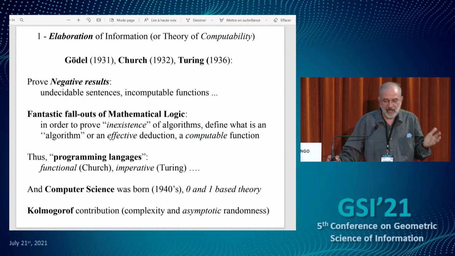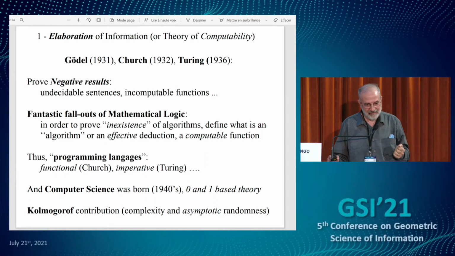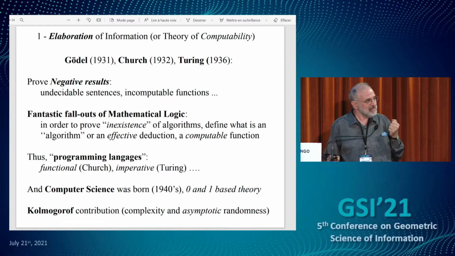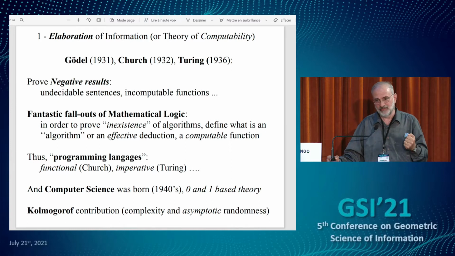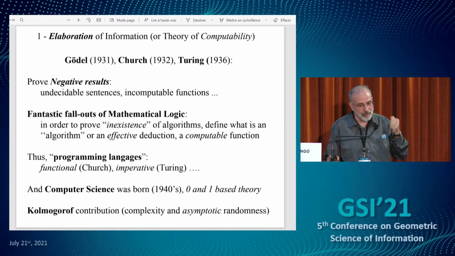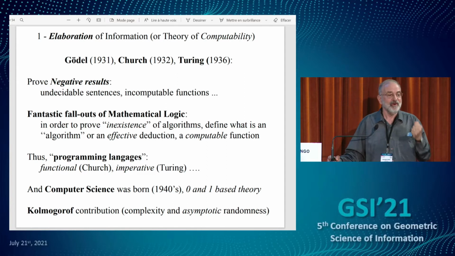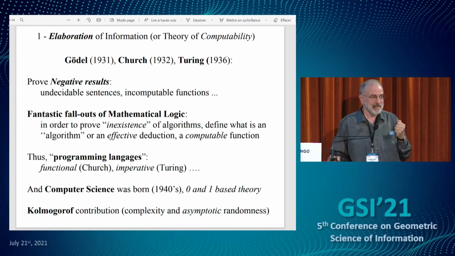The first one, where I've been working most of my mathematical life, is basically due to three major personalities in the 30s, Gödel, Church, Turing. What's nice is that the work that set the grounds for computability theory, as elaboration of information, a theory of information, how it is elaborated, was born by negative results. That's very beautiful in science.